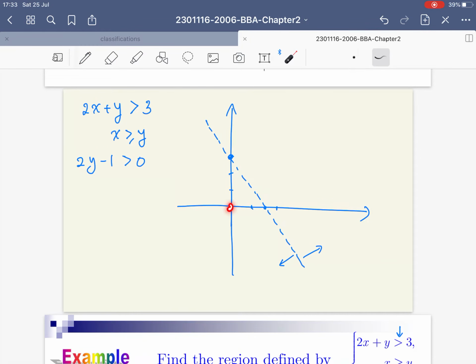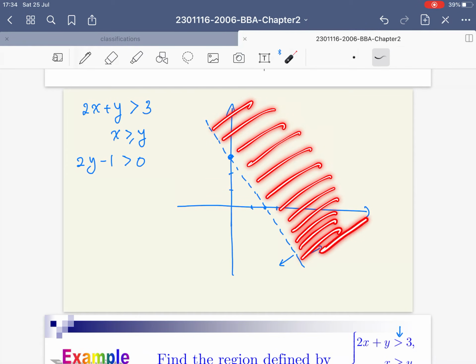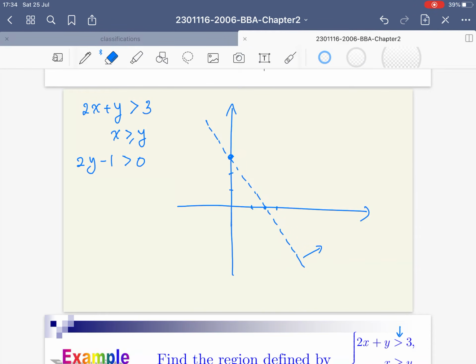So you can pick 0, 0 and just plug in. So if your x is 0, your y is 0, the whole thing becomes 0. Is it greater than 3? It's not, right? Can you see 0 is actually less than 3? So it means that the region that we are looking for is not the region including this 0. So it means that you are going to look at the one up here. So I'll just indicate by this arrow, the upper arrow.